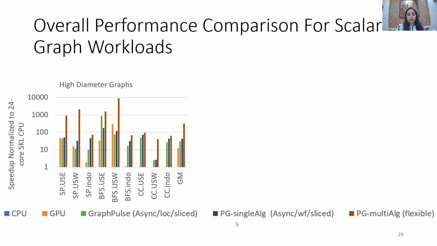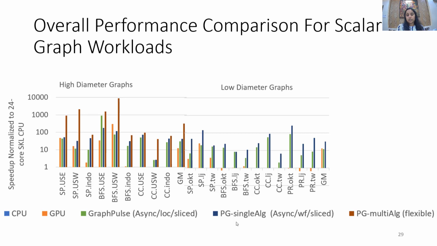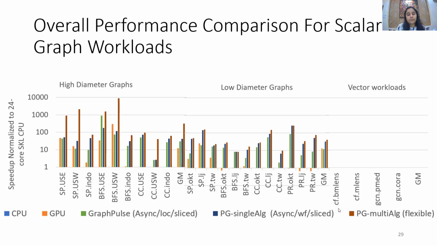For low diameter graphs, GraphPulse sees significant performance gains over GPUs because the sliced variant improves memory efficiency significantly. PolyGraph single algorithm improves due to work efficiency benefits. And finally, PolyGraph multi-algorithm shows some benefits due to dynamically switching to the optimal variant at different iterations of the algorithm. For vector workloads, slicing is not that critical because their streaming memory access is highly efficient.